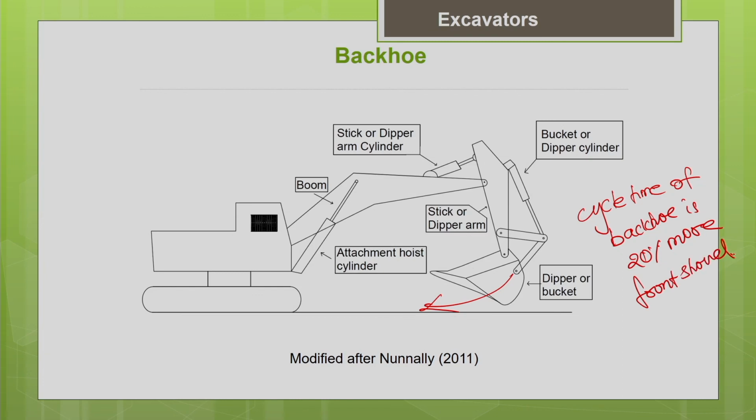The reason is, when the backhoe has to dump the material, it has to fully extend the arms and then dump it. That will take some additional time for extending the arms and dumping the material. That is why you can say that the cycle time of a backhoe is 20% more than the front shovel. Additional time is needed for dumping because it needs to completely stretch the arms.